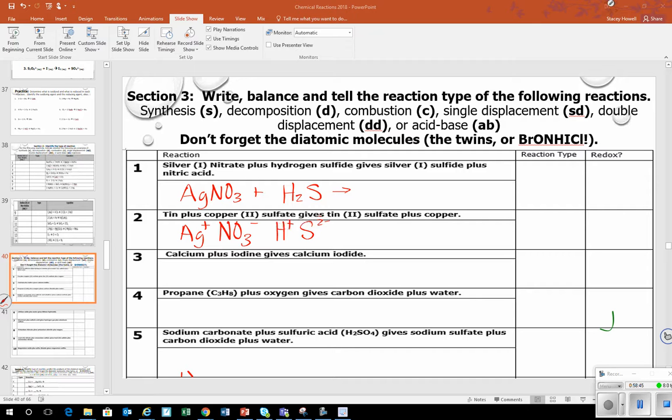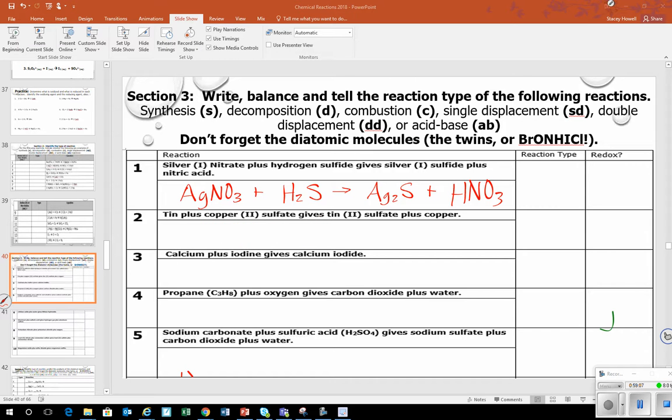Next one, we're doing silver and sulfide. So I've already got the ions written down here. Silver's a +1, sulfur's a -2, so I'm going to need 2 silvers: Ag2S. Plus, you guys have not done acids yet, so nitric acid is HNO3. I'll give you that.